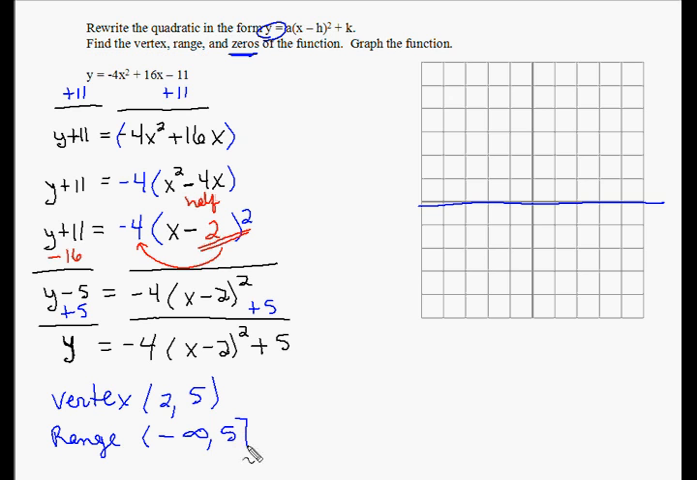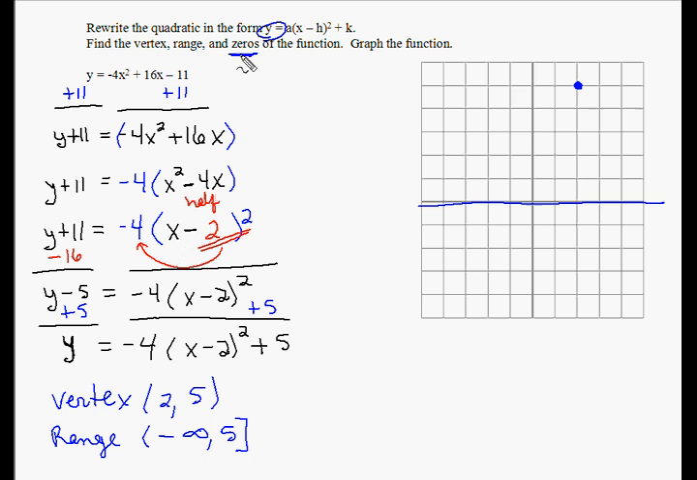And our range, since the leading coefficient is negative, will be going down forever, minus infinity, and it ends at this constant number, 5. So if we were to graph this, we would go to positive 2, positive 5, and that would be our vertex. From there, the parabola is going down. How quickly and how steeply it goes down depends on this leading coefficient.